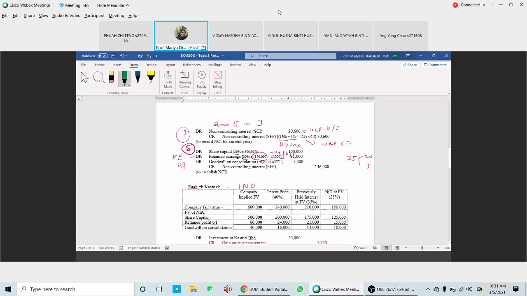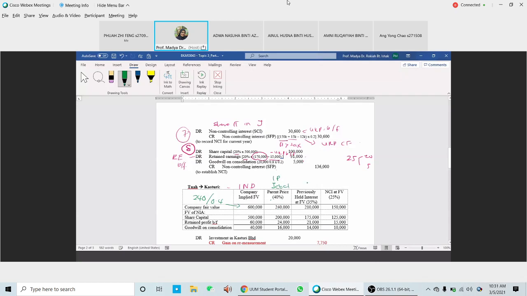Okay, so we're going to calculate the company value. So the company value here, we already calculated 240, based on the investment by Jebat, divided by 0.4. So you're going to have 600. Okay, so from that 600 we need to allocate to the parent. The parent in this case is Jebat, the intermediate parent. So 40%, we're going to have 240.